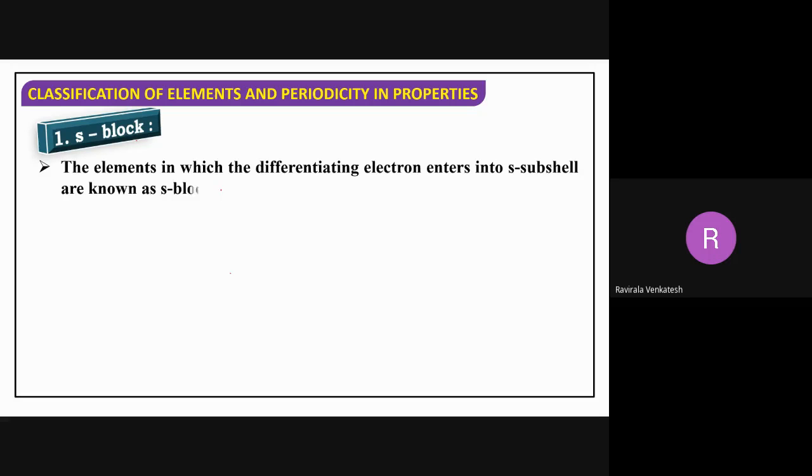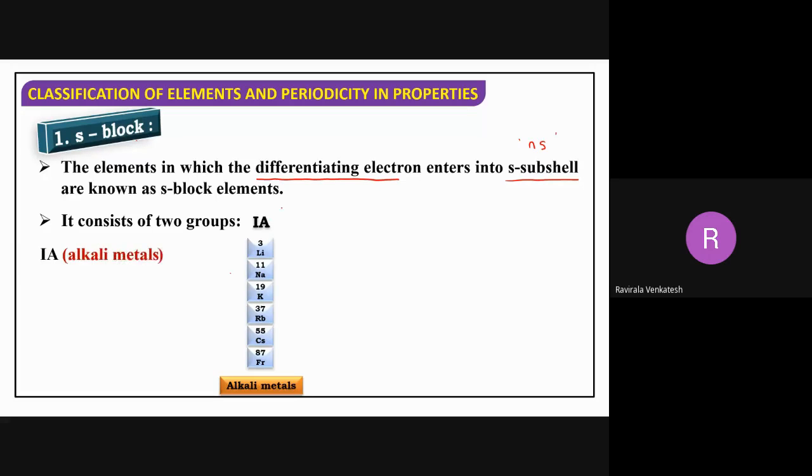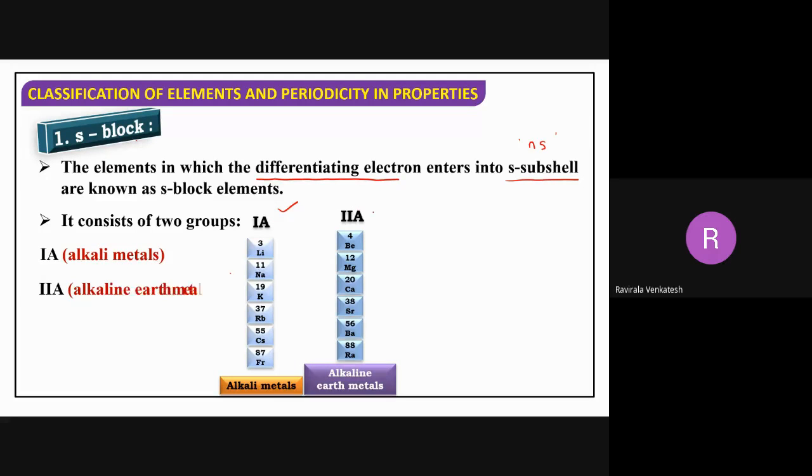So now let me see the S block elements. Again, in detail, we'll discuss this. Already you know this definition: differentiating electron entering in ns orbital. Better to write ns orbital, right? So definition completed. Next, it consists of two groups. What are they? First A and also what? Second A. Now the general configuration of first A is what? ns1. Second A is what? ns2 configuration.